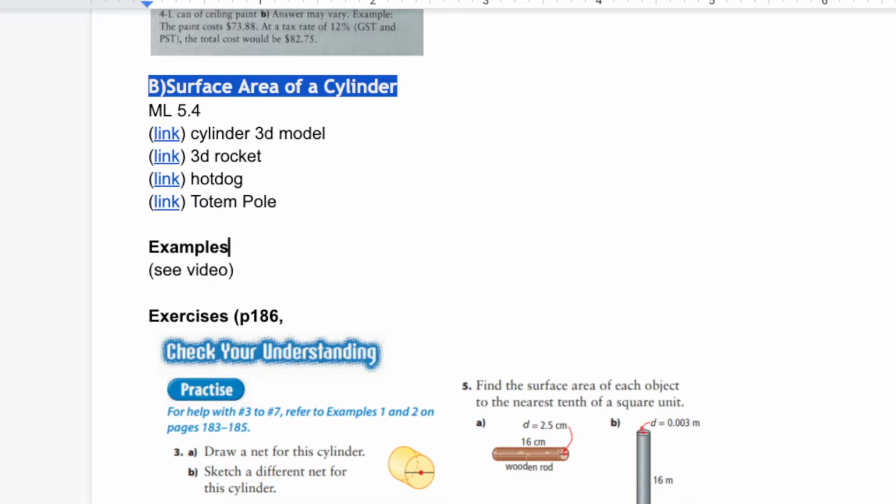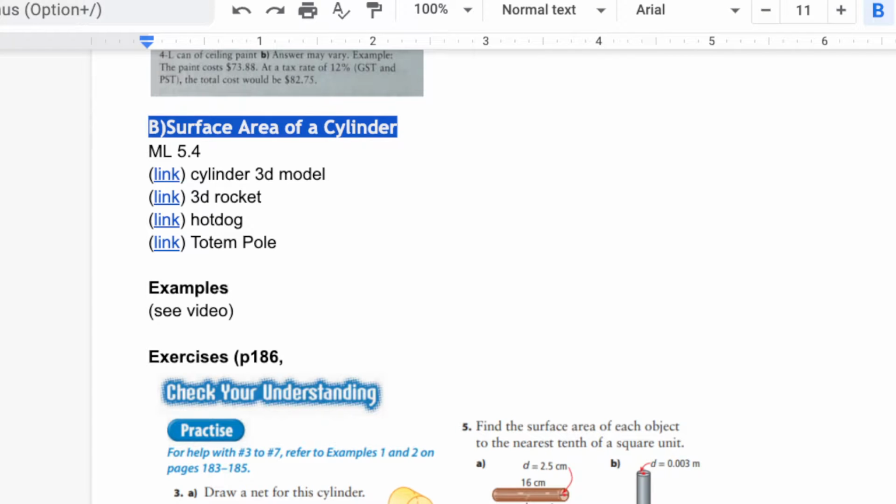All right, so let me minimize this. Okay, take a look. Just make sure I'm zoomed in. Somewhere here.